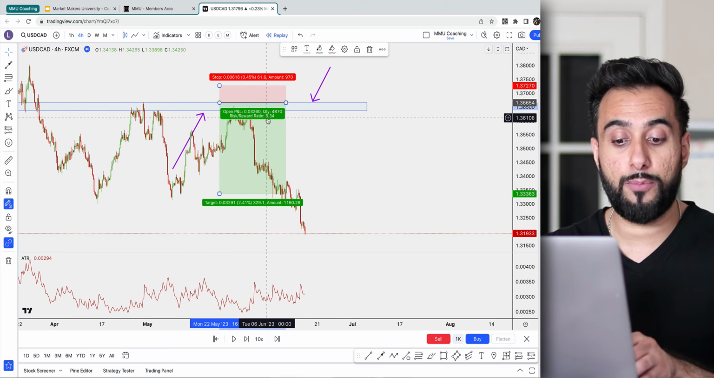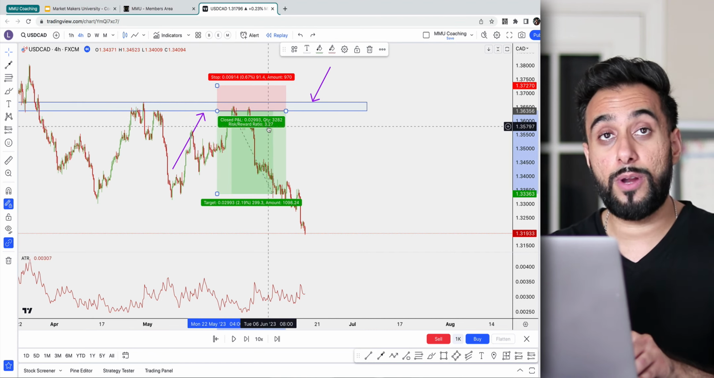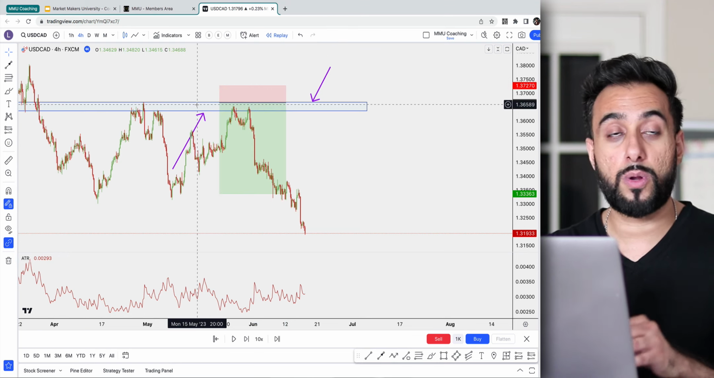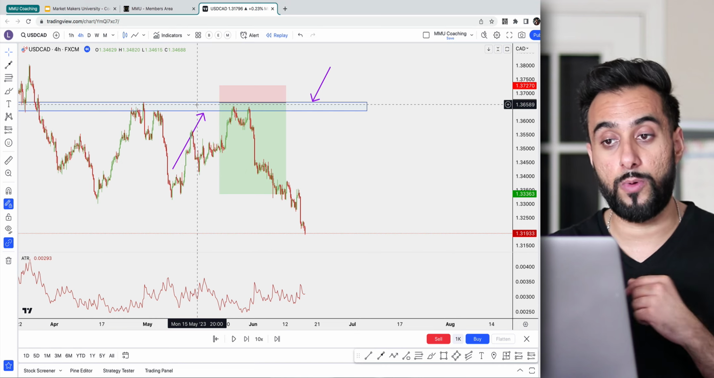Notice this is now a 5.3 risk to reward ratio, whereas this right here is only a 3 risk to reward ratio. However, if we would have had our entry over here, this would have been just simply a missed trade, even though we would have gotten a better risk to reward ratio.